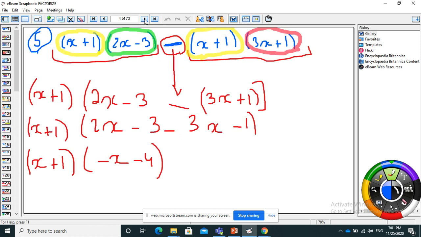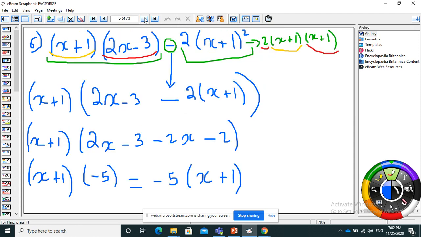Another example. Also, I have here two parts. This is a part, and this is another part. Do we have something in common between those two parts? Yes, we have the x plus 1. It's a common factor, so I have x plus 1 factor. I still have 2x minus 3, minus, and I need to be careful. I have a minus, so I need to put this part between parentheses and change the sign: minus 3x, minus 1. And also I need to simplify inside.